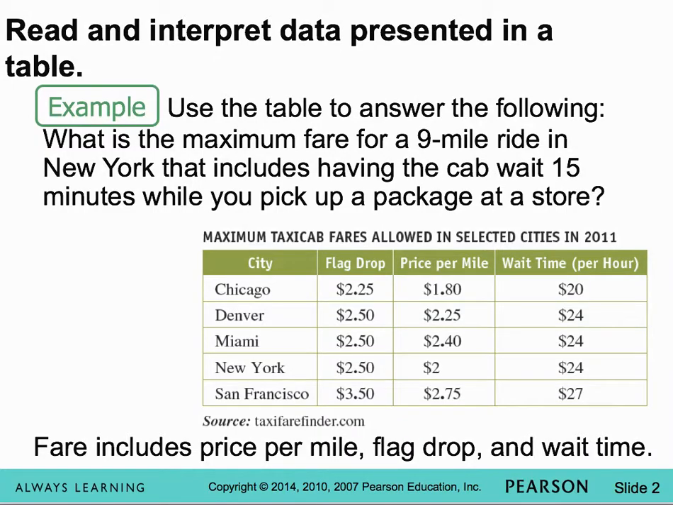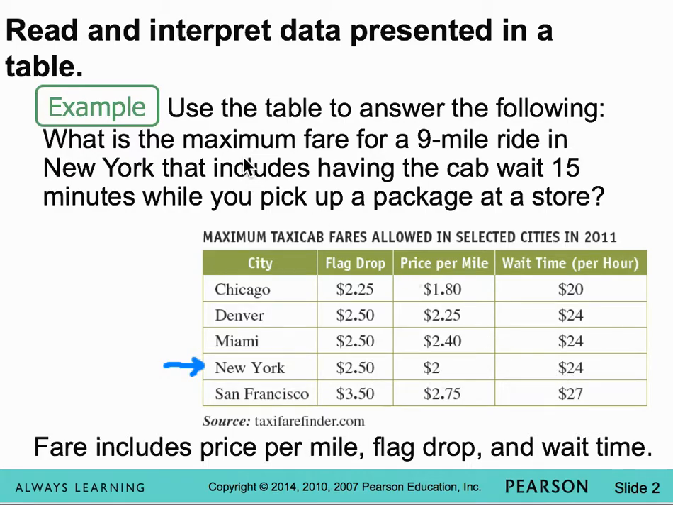Okay, we got another table. Use the table to answer the following. What is the maximum fare for a 9-mile ride in New York that includes having the cab wait 15 minutes while you pick up a package at a store? So first of all, we got to find New York. Okay, and it tells us down here, the fare includes price per mile, flag drop, and wait time. So here's the flag drop, here's the price per mile, here's the wait time.